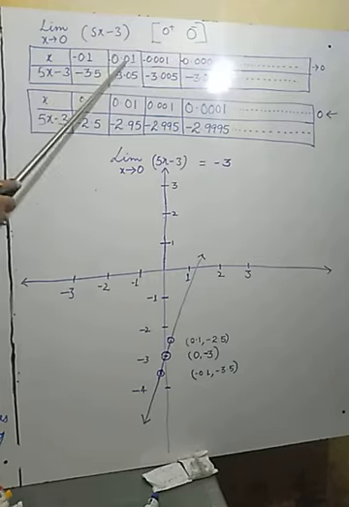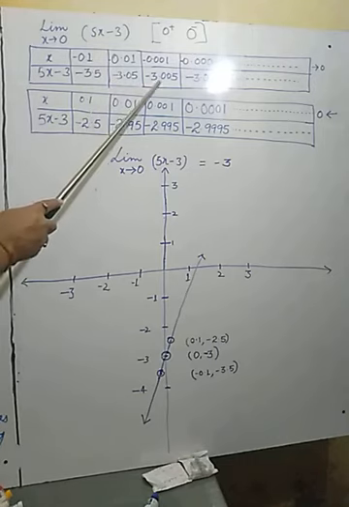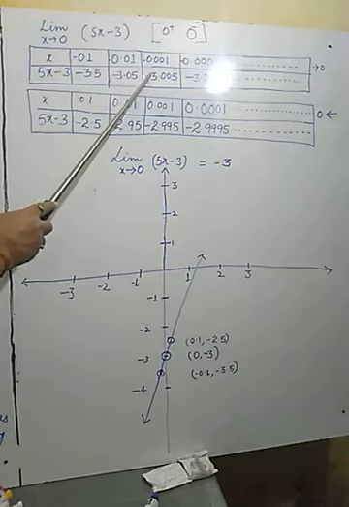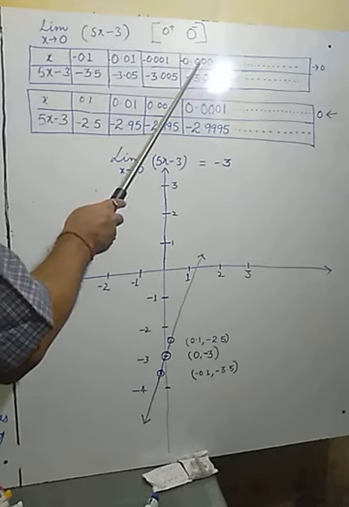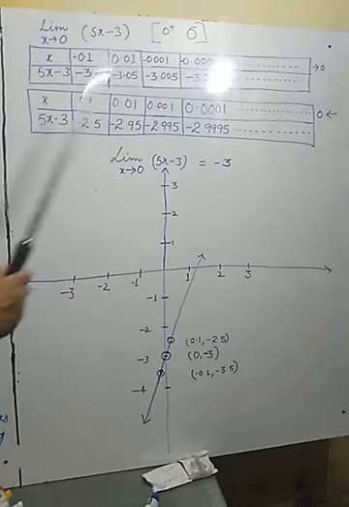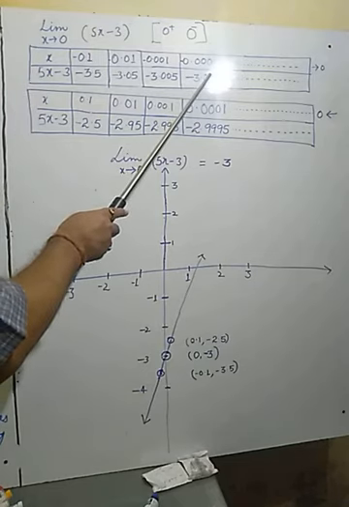If the next value is taken, the value of the function is minus 3.005. If the value of x is taken as minus 0.0001, then the value of 5x minus 3 is minus 3.0005.